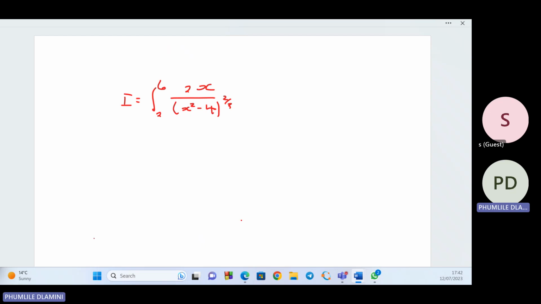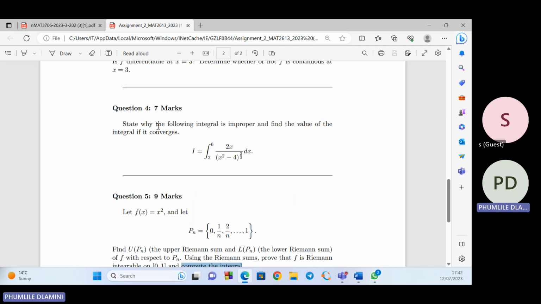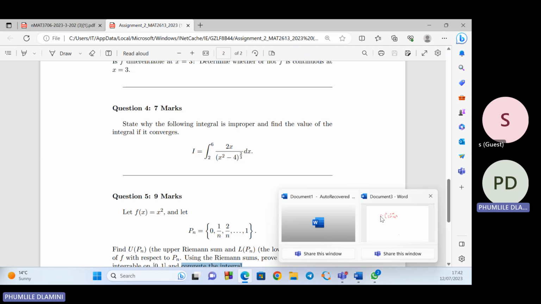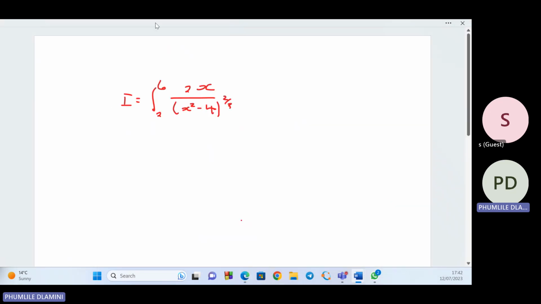So in this one, the first thing, let's read the question. These are the steps that you need to follow. State why the following integral is improper and find the value of the integral if it converges. So the first thing that we're gonna do, in order for us to check the convergence, we let our a_n equal, instead of x, 2n over, in brackets, n squared minus 4 to the power 3 over 2.